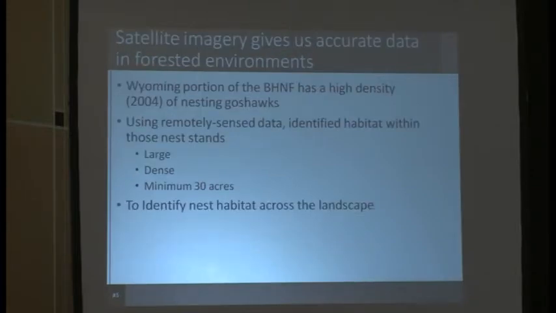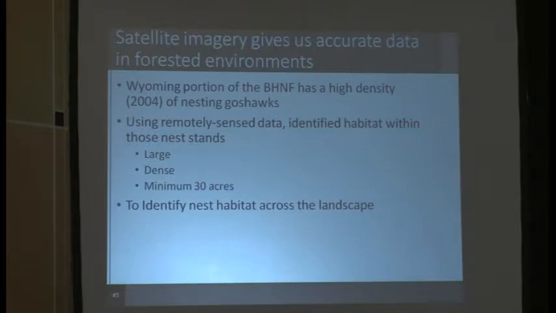Satellite imagery gives us really good data for forested environments, and I'll talk about the challenges of going from forested environments to prairie environments in a few minutes. Basically, people love using satellite imagery to predict things in forested environments, and they generally get kind of iffy when you try to do the same things in prairie environments. But we'll talk about that as well. So again, remotely sensed data identify habitats within nest stands. It could be large, dense. You can put in minimum patch sizes as a way to identify habitat across the landscapes.